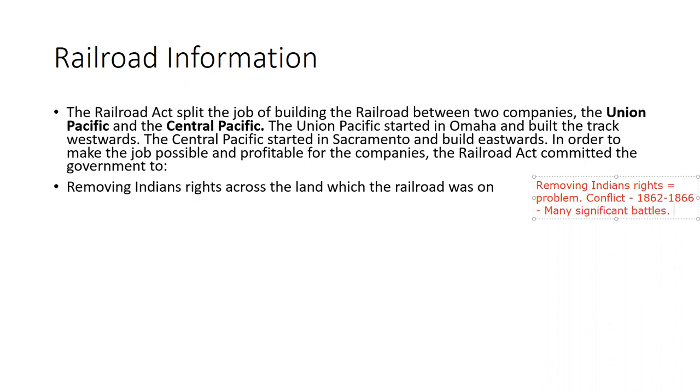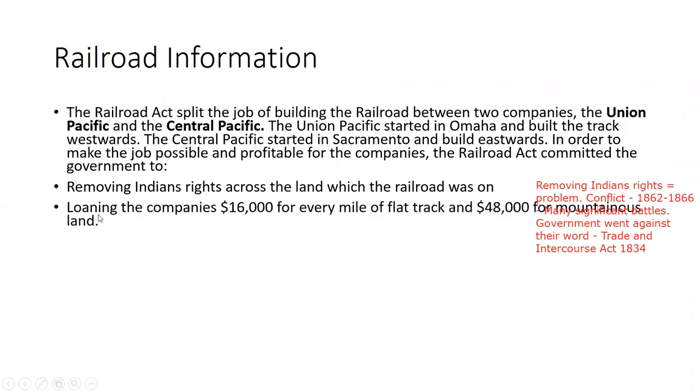That's probably down to the fact that the government went against their word, when they created the border with the frontier, the Trade and Intercourse Act of 1834. So the government said, don't worry, we'll remove the Indians' rights across the land which the railroad was on. What's that going to move the Indians into further? Potentially reservations.